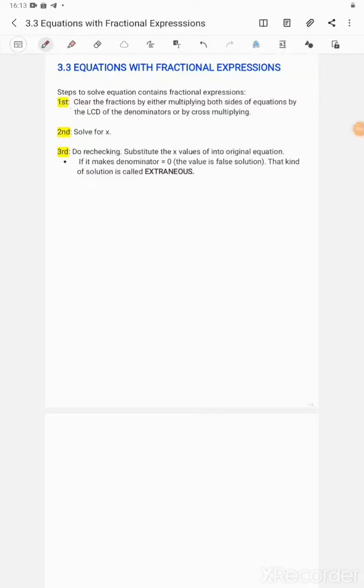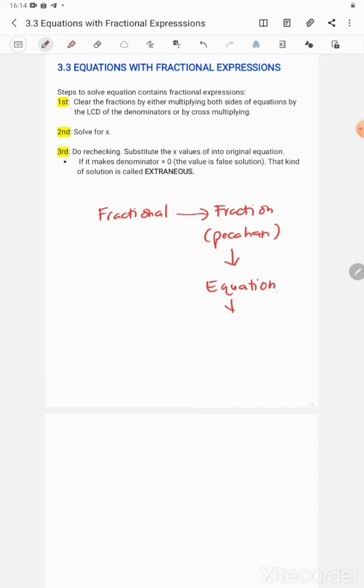Okay, our topic today 3.3 equations with fractional expression. Okay, what is fractional? Fractional means come from the word fraction. Okay, ataupun kita panggil dia pecahan. Pecahan ni dekat mana? Pecahan ni berada di dalam equation. Okay, bila kita sebut equation, what is our aim?